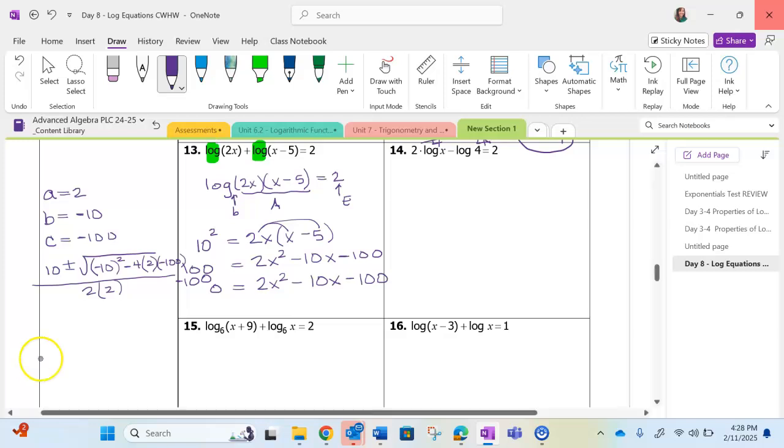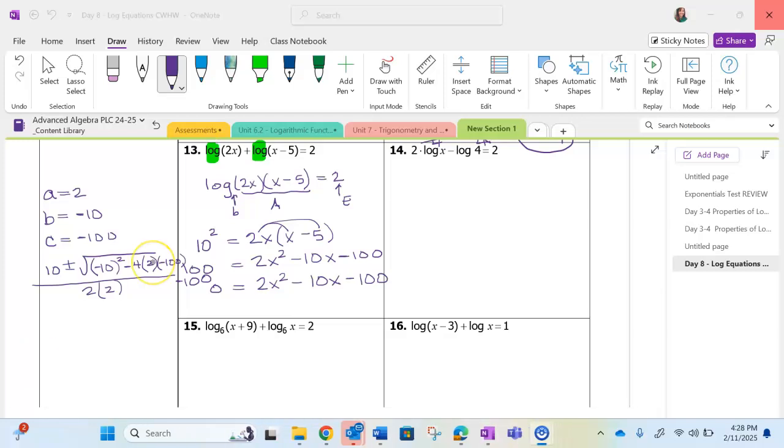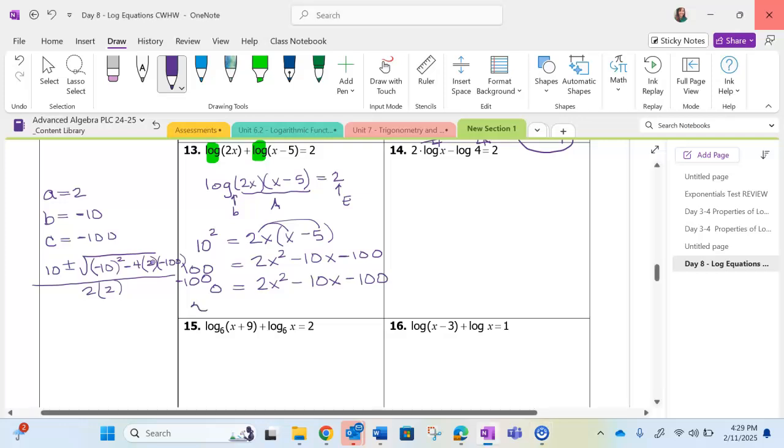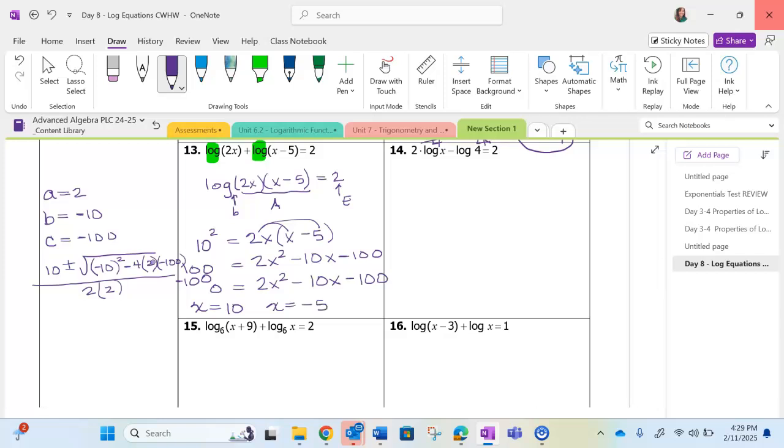So I'm going to put you on pause while I get the two values. All right, so I put the quadratic formula into my calculator, and I got x equals 10 and x equals negative 5. Okay, those are my two answers.